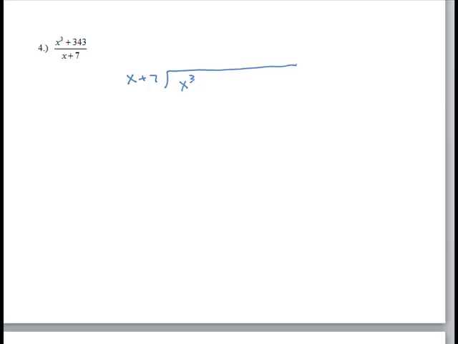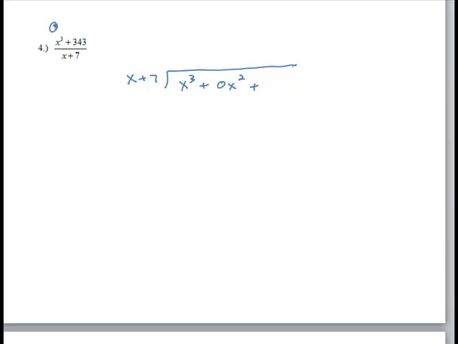Inside, we begin with the term with the largest degree. That x cubed has a degree of 3. But the next term must have a degree of 2. Well, we don't have a term in the numerator of degree 2, so we're going to have to put a placeholder in. Our placeholder is going to be 0x squared. X squared, so degree of 2, but 0 times anything is still 0, so we're not changing the value, we're just changing the way it looks, a placeholder.